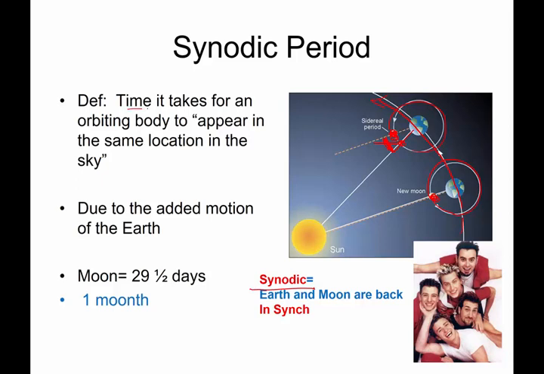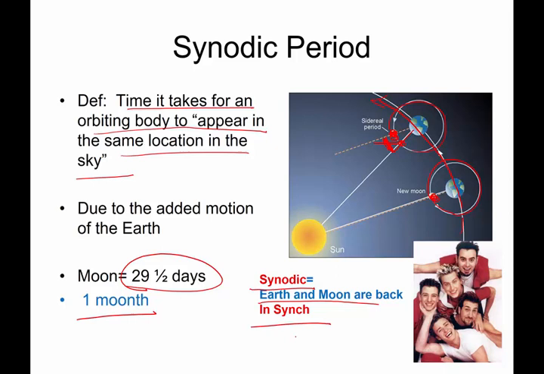The synodic period is the time it takes for an orbiting body to appear in the same location in the sky. For us, that's 29 and a half days, or one month. How do I keep them straight? Well, when the Earth and Moon are back in sync, yeah, I know these are the jokes, then that is the synodic period.